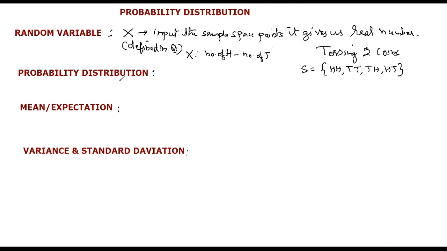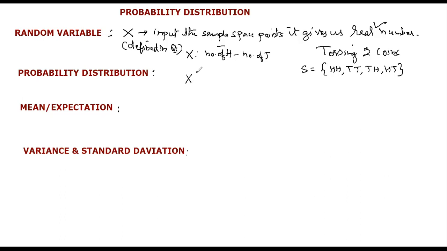Number of heads minus number of tails. So now we will see what value will be assigned for this random variable, because I told you that we are putting these sample spaces in this and we are getting the real number according to this definition.